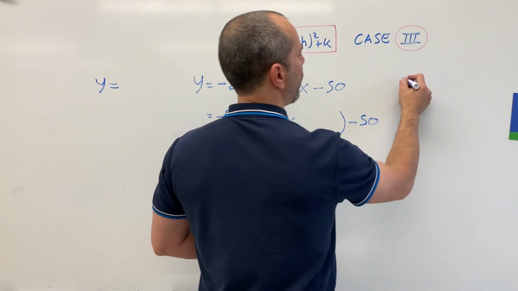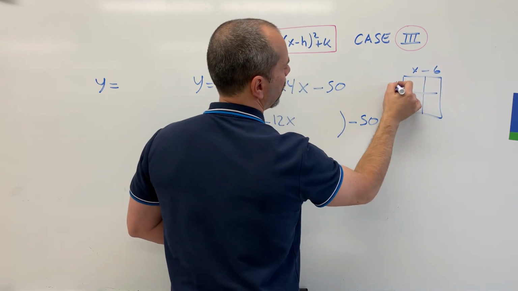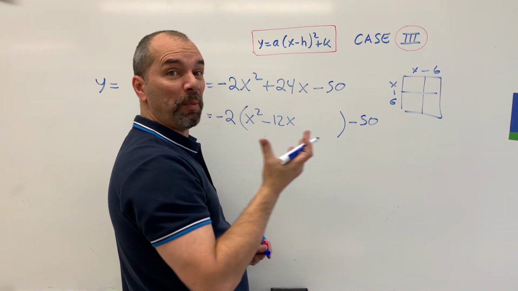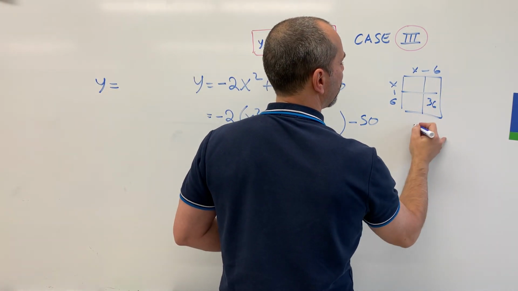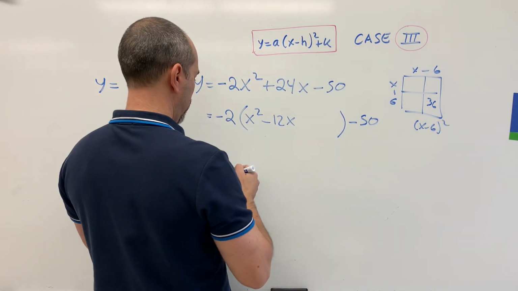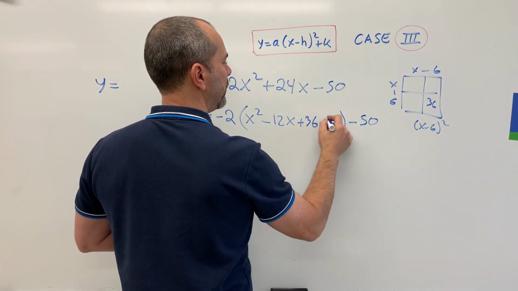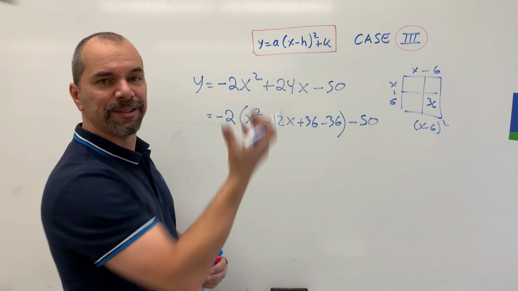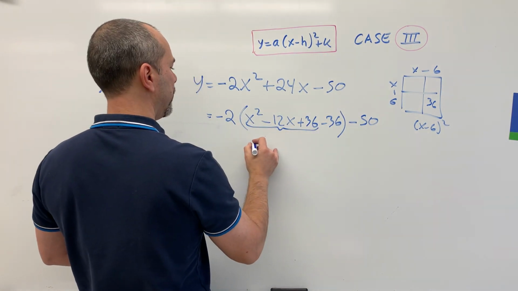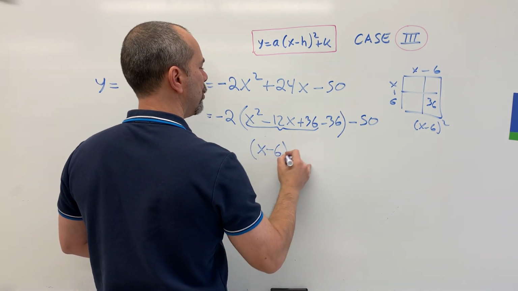Because I've got 12 x's, I'm going to have x minus 6 and x minus 6 over here. A 6 and a 6, which means I need to complete the square by adding 36. And this is going to be my x minus 6 squared all together. So if I add 36, then I need to take away 36 just to adjust it one more time. But I already made this so that those guys are x minus 6 squared.